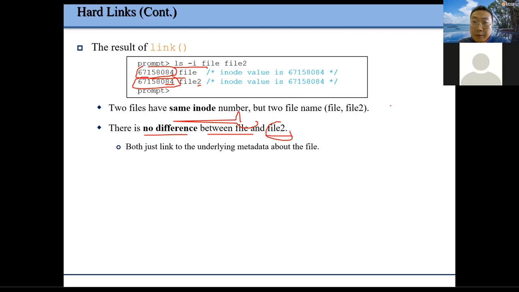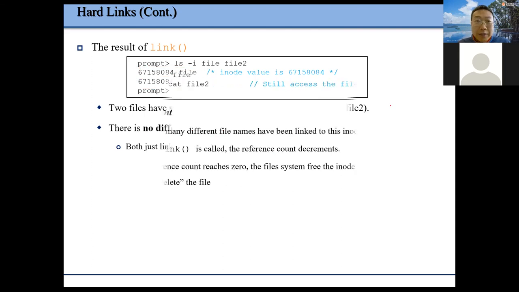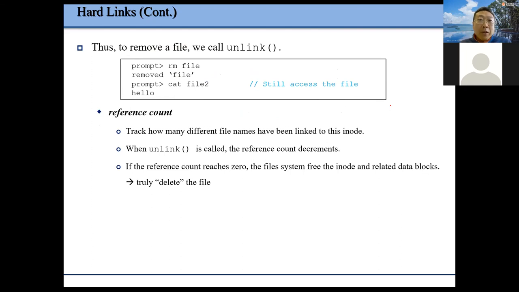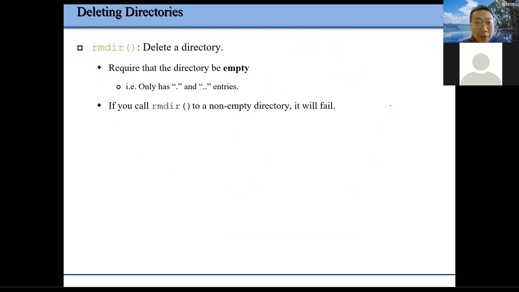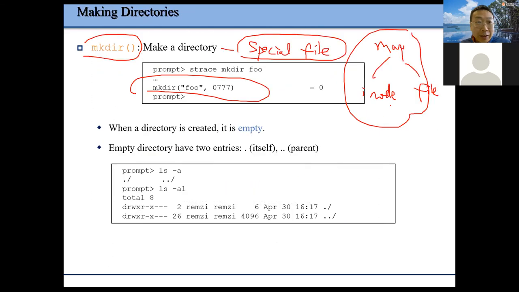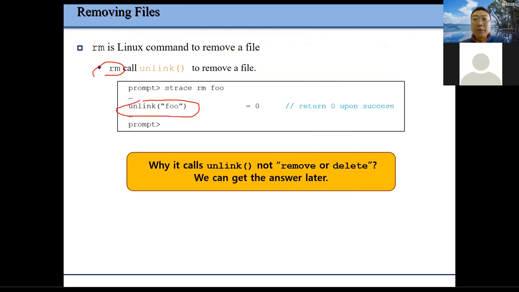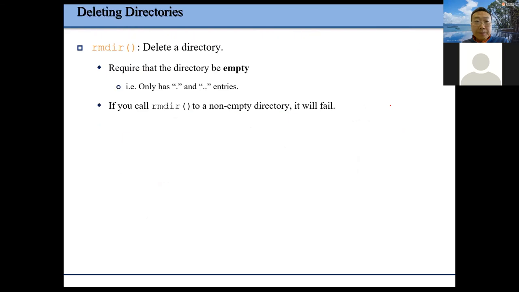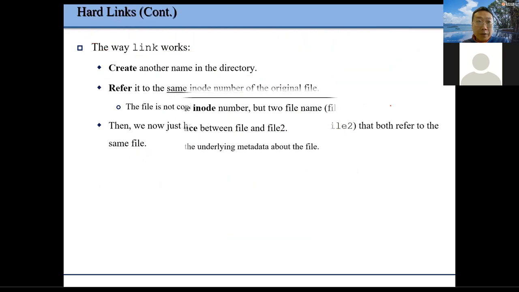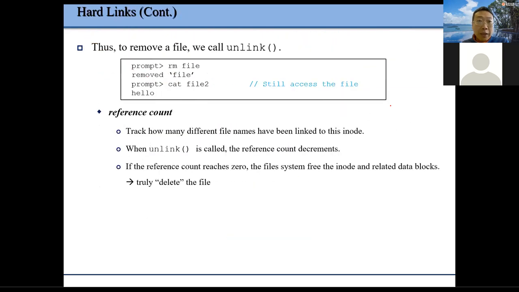Yeah, so let's go to the unlink, right? Basically, when we remove a file, we call unlink. This is why I said when we remove, we just use unlink. I said we will go back, right? So when we unlink, you can see that when we remove a file, we will use unlink.